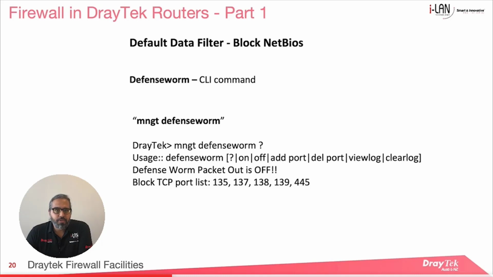DRATEC routers also have a default data filter called DefenseWorm, which also blocks NetBIOS traffic. This can be turned off or changed by telnetting into the router and running the DefenseWorm command as shown here.